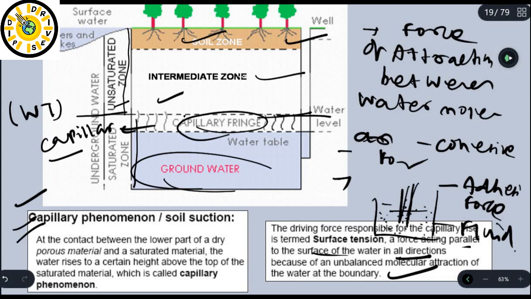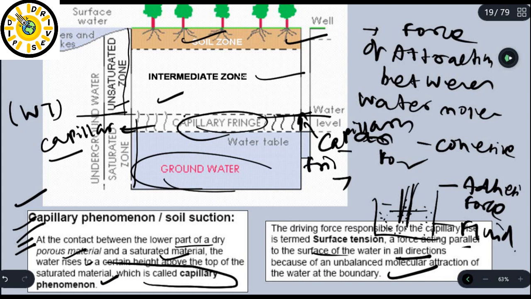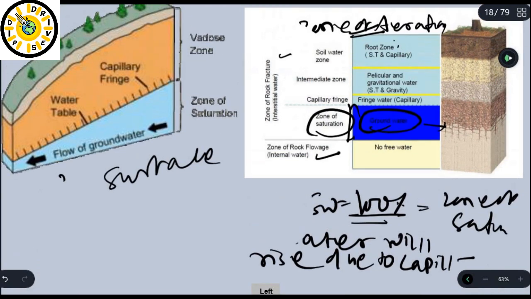Capillary phenomena: at the contact between the lower part of a dry porous material and a saturated material, the water rises to a certain height above the top of the saturated material, which is called the capillary phenomena. This part is the capillary fringe, and this is due to the capillary action. Clear? Let's go to the next slide.